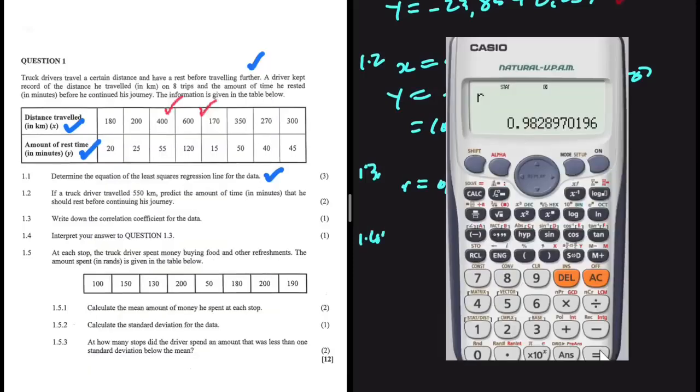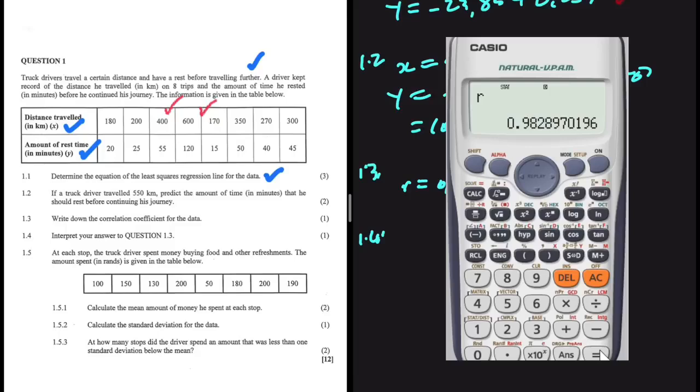1.4. Interpret your answer to question 1.3. The phrasing of your answer will probably be different from other people's. But basically, there's a strong correlation between the distance traveled and the amount of rest time. As you can clearly see, it is 0.98.